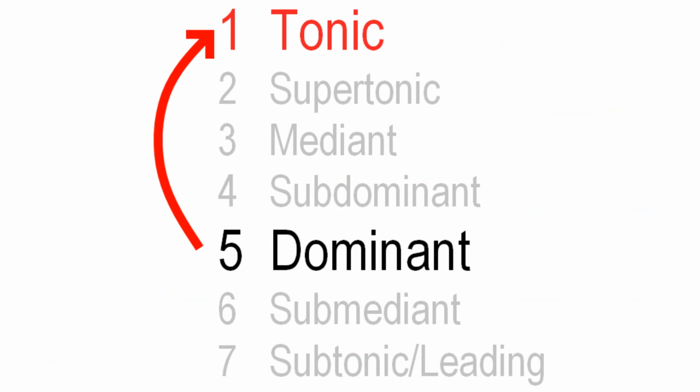So the 5 chord can be considered a natural route back to the 1 or home chord of both major and minor keys. This is why the tonic and dominant have become established as the most important relationship in tonal music.